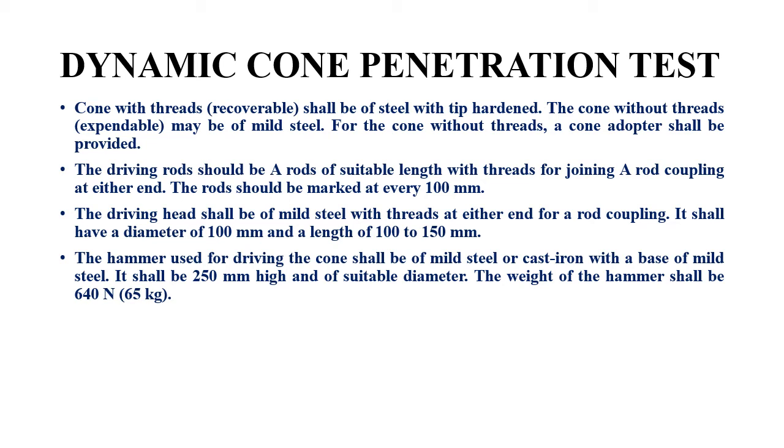Then finally, the one which gives the energy for driving into the soil is the hammer. Okay, by the simultaneous lifting and dropping of the hammer on the driving head, we are penetrating the cone into the soil. Now, the hammer specifications are that the weight of the hammer should be 65 kg, and it falls through a height of 750 mm. And the material used for the hammer is mild steel or cast iron with a base of mild steel.